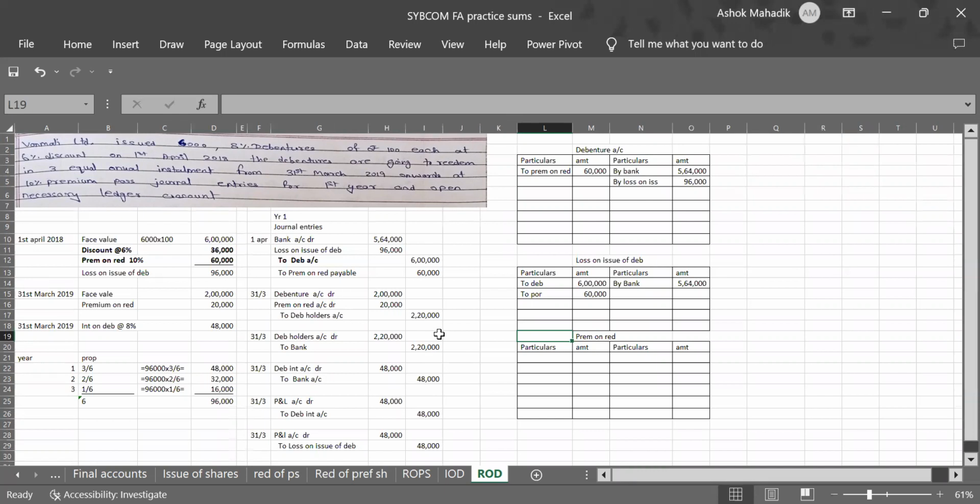Redemption of debenture sums are very small, but their solution is vast because we have to pass entries for payment every year, repayment every year, and interest paying every year. So although the question may look small, the solution may be a very big one. I hope you understood whatever I have taught you, all the methods I have shown you.